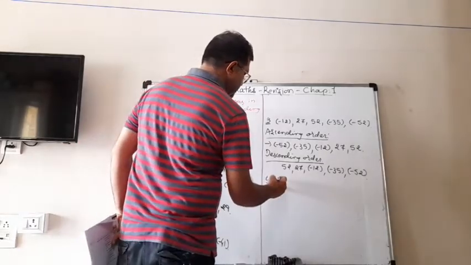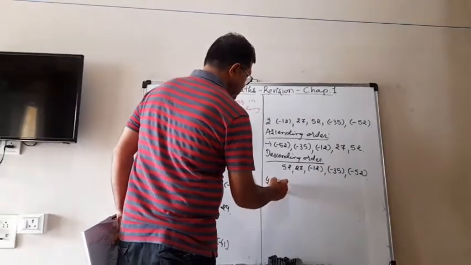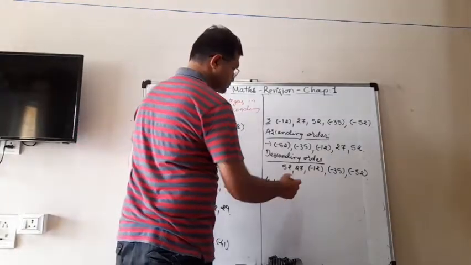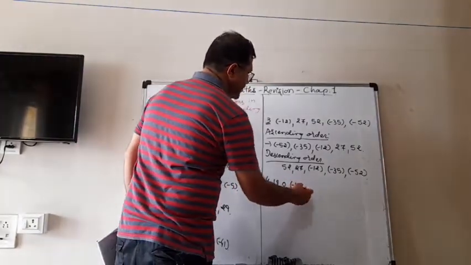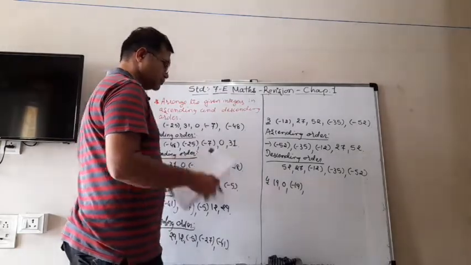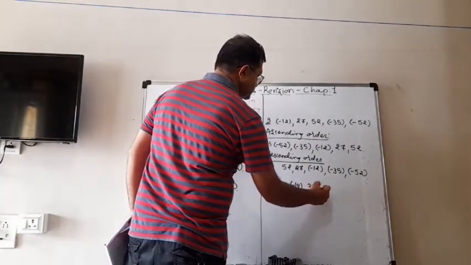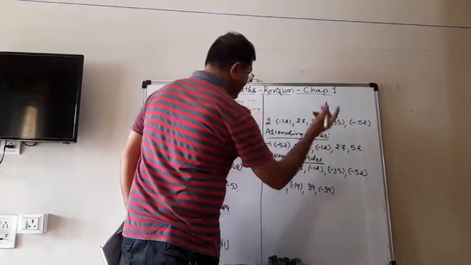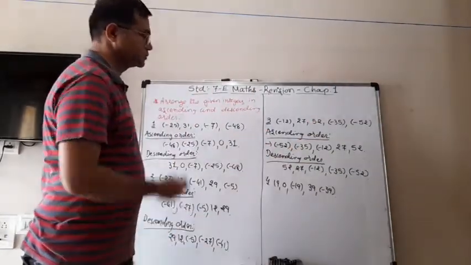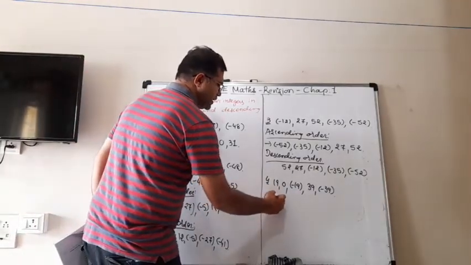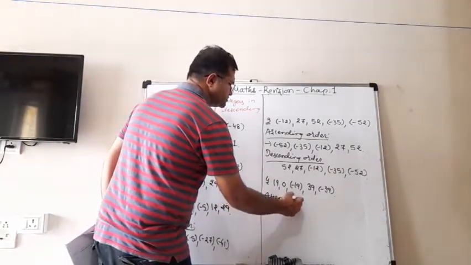Then we take the next one: 19, 0, minus 19, 39, minus 39. So let's arrange them in ascending order first.